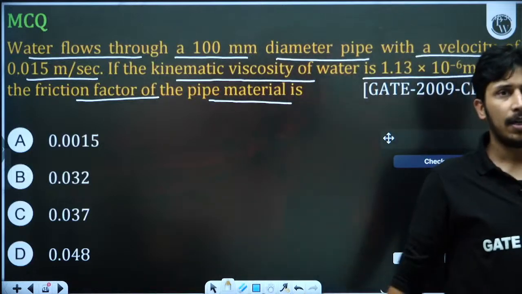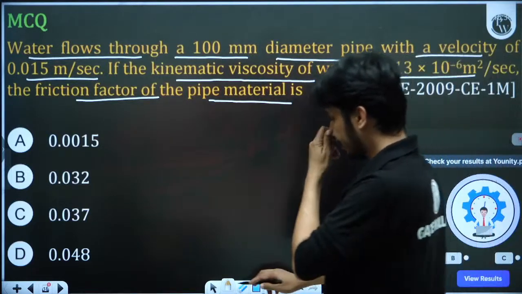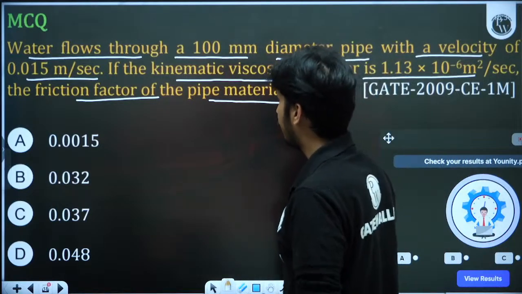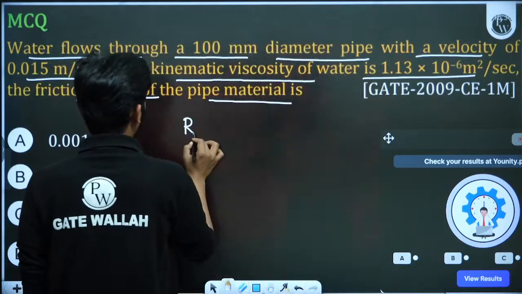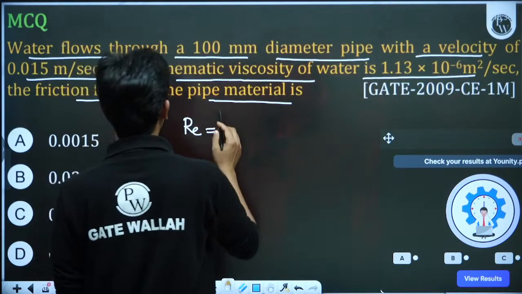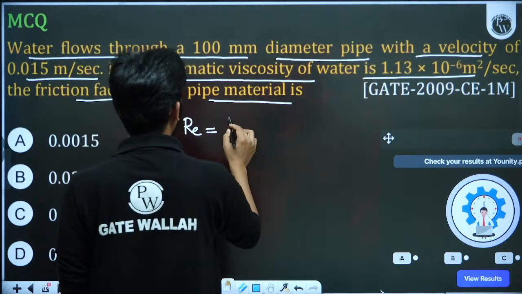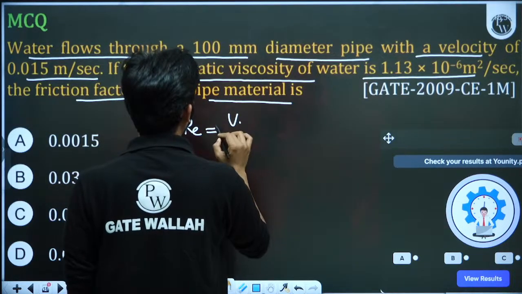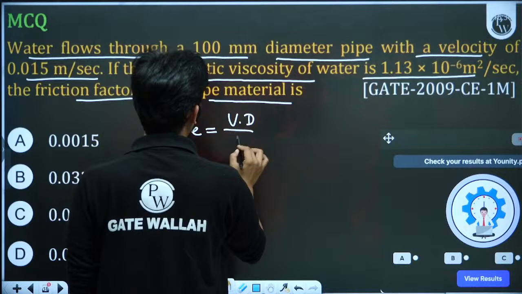Okay guys, let's see the solution of this question. First of all, we will calculate the Reynolds number, Re. I think you guys have solved this. Kinematic viscosity is given, so directly we'll write down the formula: Re equals V into the diameter D upon kinematic viscosity nu.